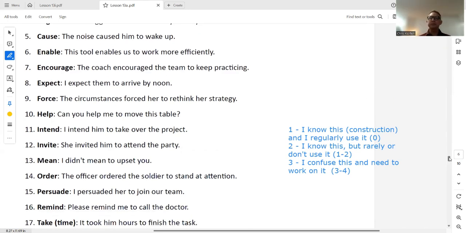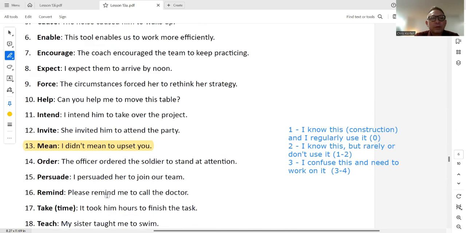She invited him to the party. I didn't mean to upset you. Didn't mean to upset. That deviates slightly because we don't have the object in the middle, but mean to, we have the infinitive here. The police officer ordered the soldier to stand. I persuaded her to join our team.